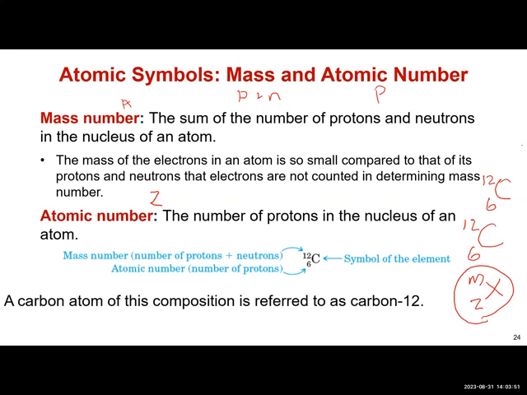The carbon atom of this composition is carbon 12. Carbon 12 is this one. There are 2 different carbons, carbon 13, carbon 12. They are called isotopes. When an element has 2 different types of atoms with the same number of protons, we decide that type of the element. But they have different neutrons. That's called isotope.